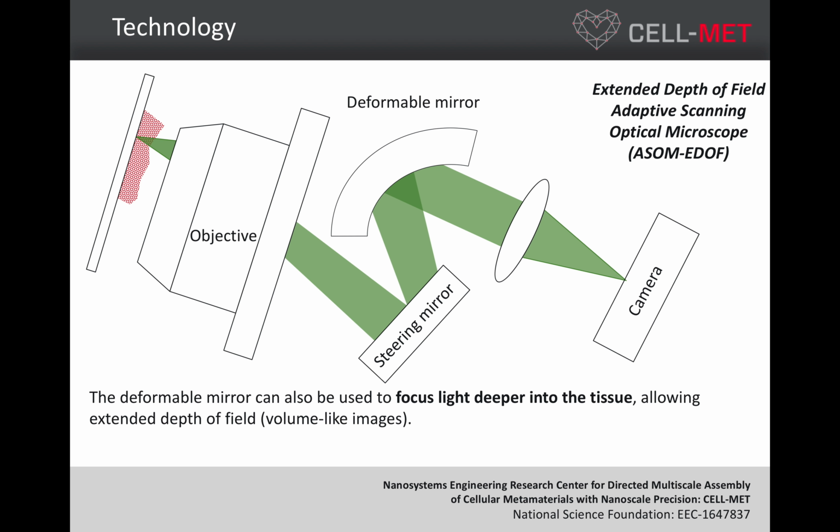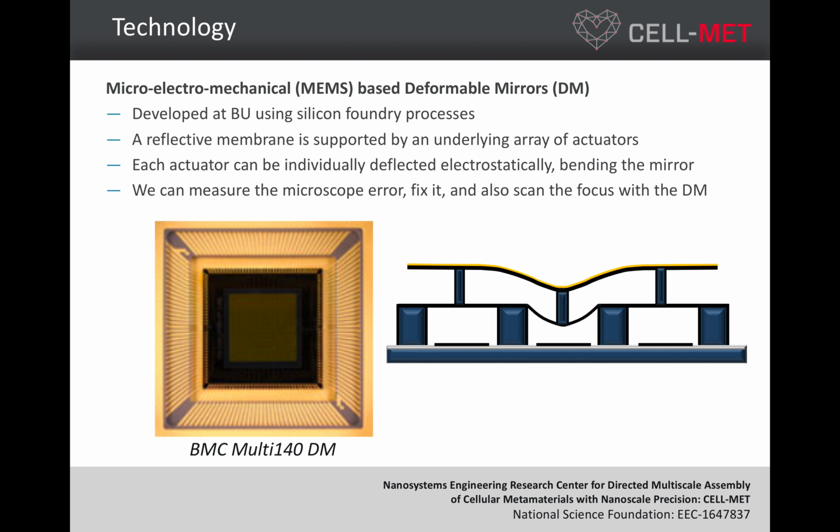So during this setup, one of the important devices we are using is a MEMS-based deformable mirror, or DM. The DM was first developed at BU using silicon foundry processes. Basically, the structure of it is a reflective membrane, which is supported by an underlying array of actuators.